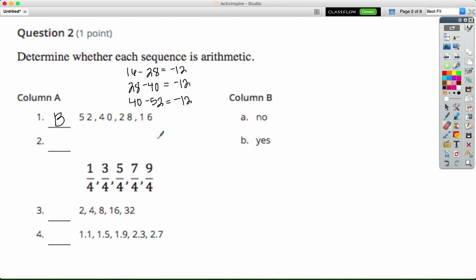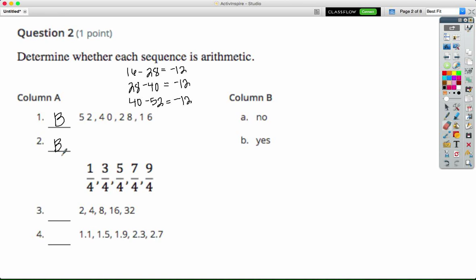Okay, so number 2, I've got 1/4, 3/4, 5/4, 7/4, 9/4. So they all have a common denominator. So really I can focus in on the numerators and see if we were just adding fractions with like denominators, if this comes out to be a pattern. So I go from 1 to 3, which is plus 2, 3 to 5, which is plus 2, 5 to 7, which is plus 2, and 7 to 9, which is plus 2. So it looks like it's adding 2/4 each time. Technically that reduces to 1/2, but it does have a constant rate of change, a constant common difference, so it is arithmetic.